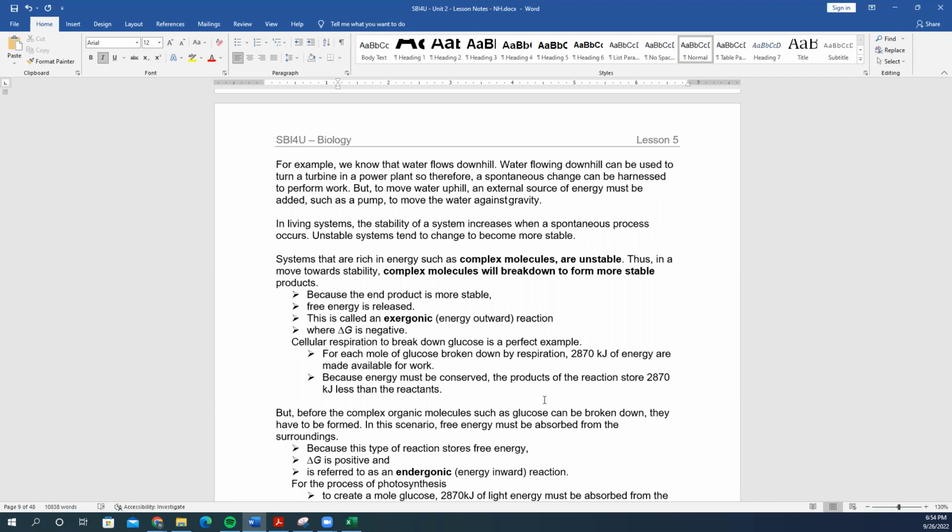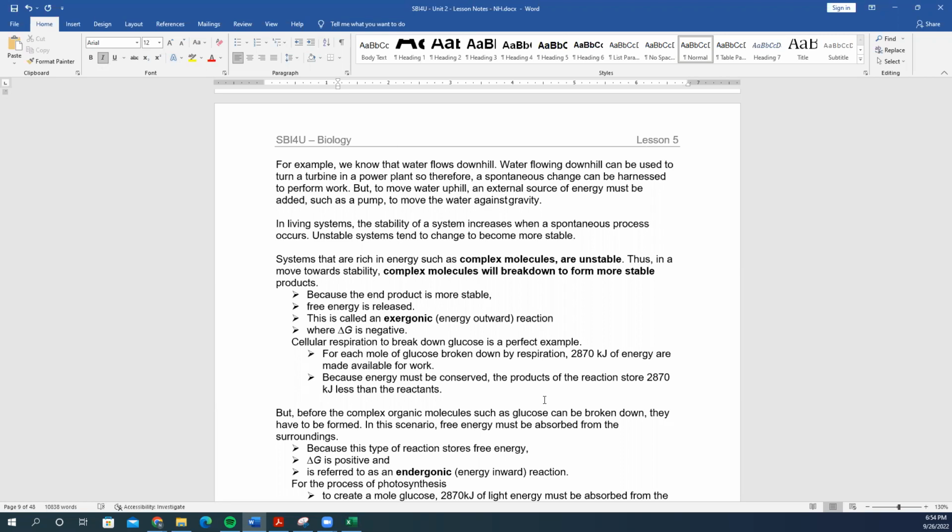But suppose then you wanted to move water back uphill. To move water uphill is not something that takes place spontaneously. You need an external source of energy. You need to put in some form of energy, maybe pump it, maybe put it in a bucket and carry it with your own mechanical energy, to move water uphill against gravity. That is not a spontaneous process, and that is a process that requires an input of energy.